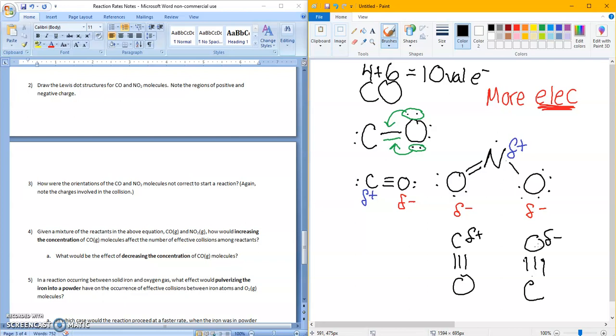But if you have a positive and a negative, then they actually attract one another, and they are able to hit, collide, and react if they have enough activation energy. So that's what number three means.